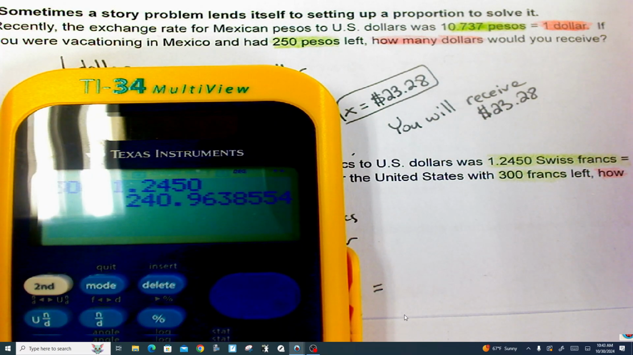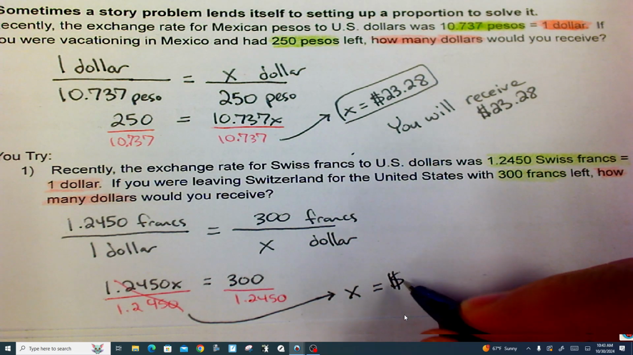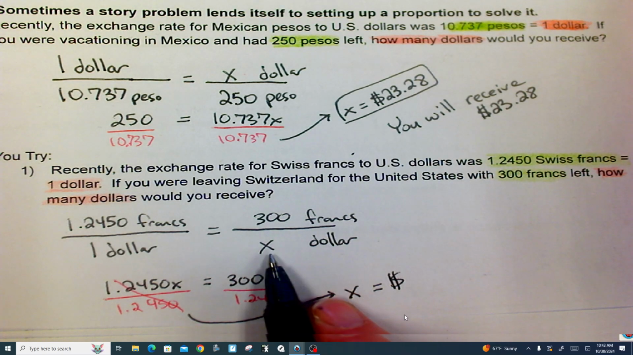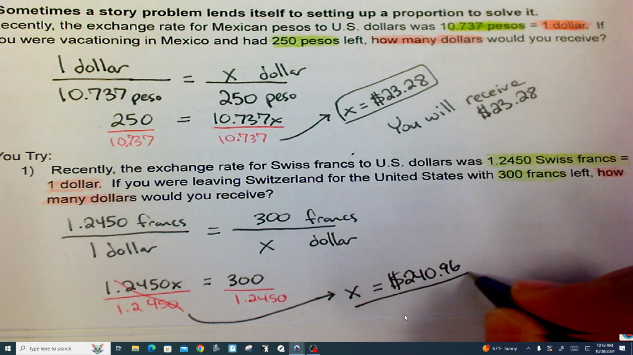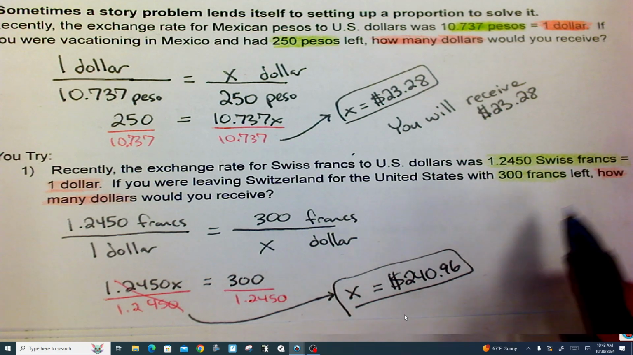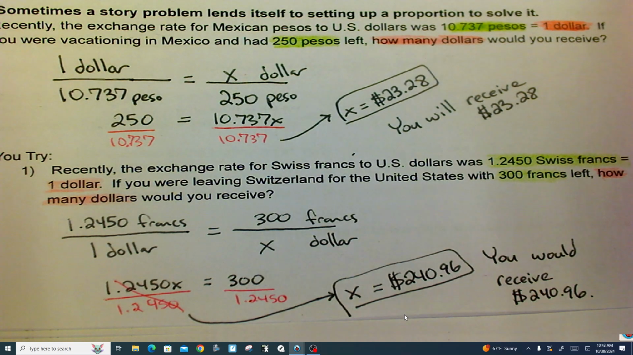So about 240 and 96 cents. So there's our answer. Because again, this is dollars, right? See, the X was next to dollars, so $240.96. That's our answer, but hey, this is a story problem, so let's just restate. You would receive $240.96.